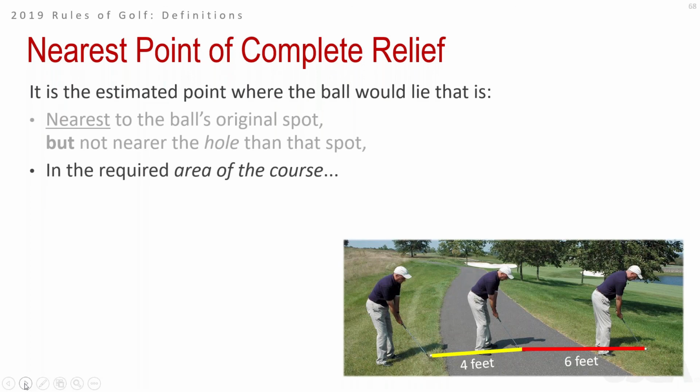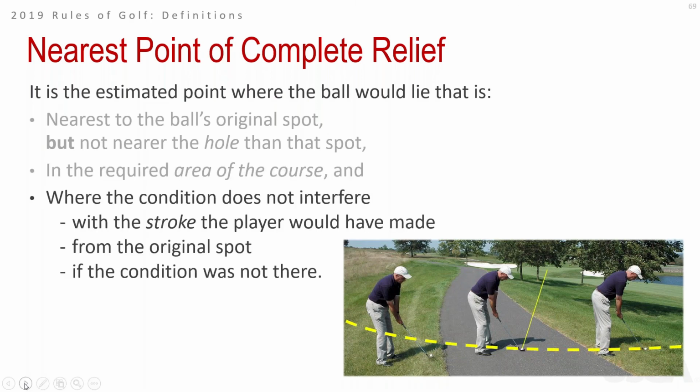The estimated point has to be in the required area of the course. Again, referencing one of our previous webinars, Kirby identified the areas of the golf course: the general area, putting green, teeing area, and penalty area. And what we mean by complete relief is where the condition does not interfere with the stroke the player would have made from the original spot if the condition was not there.